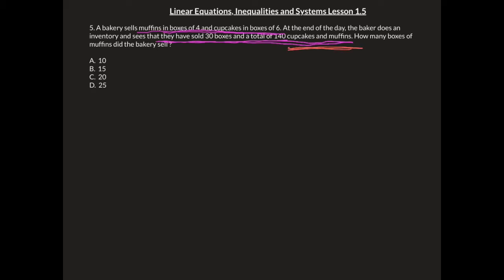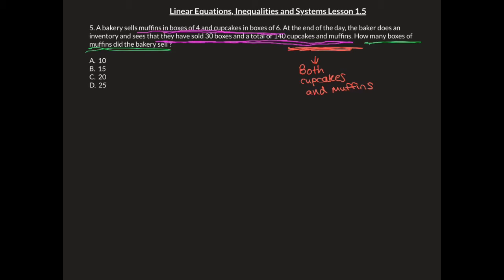Cupcakes and muffins. So this means that both cupcakes and muffins, so that's very important because if you only write cupcakes, your system is going to be wrong. So now, finally, how many boxes of muffins did the bakery sell? And that's our question. So when you see this problem, you should see that, yeah, we need to set up a system of equations.